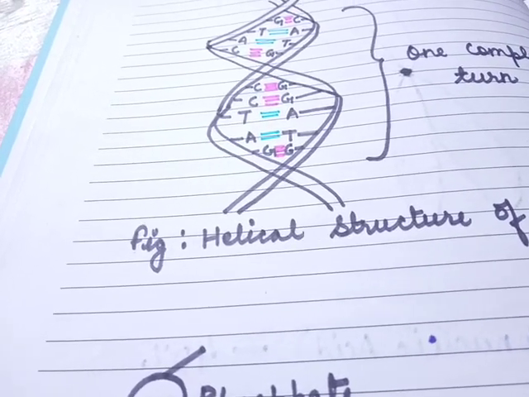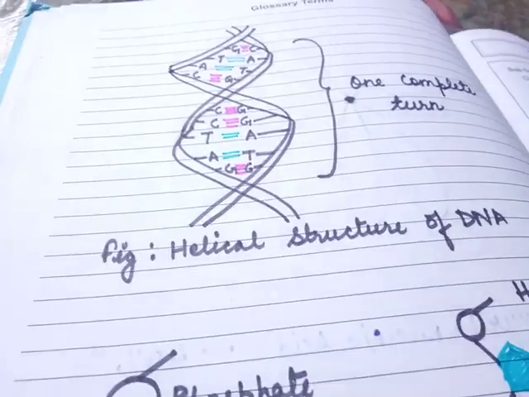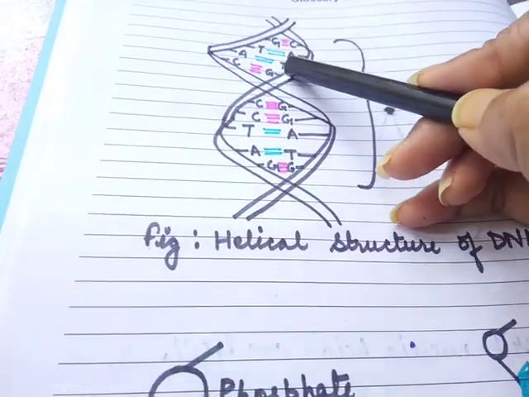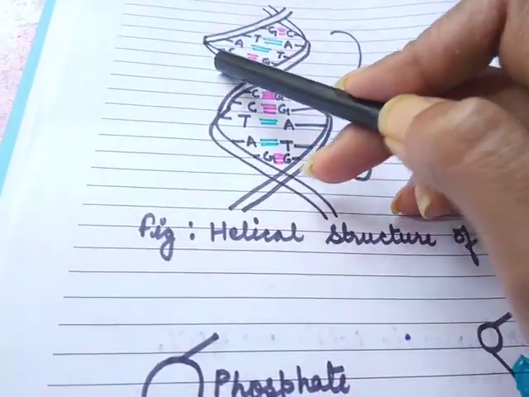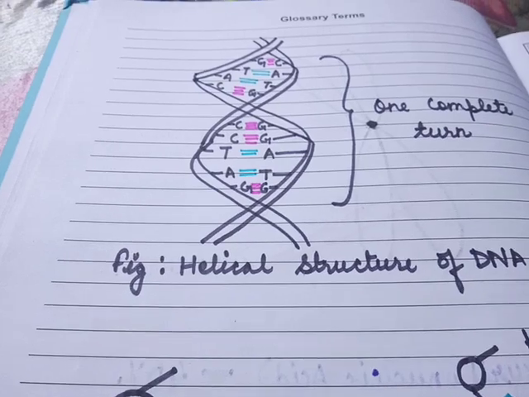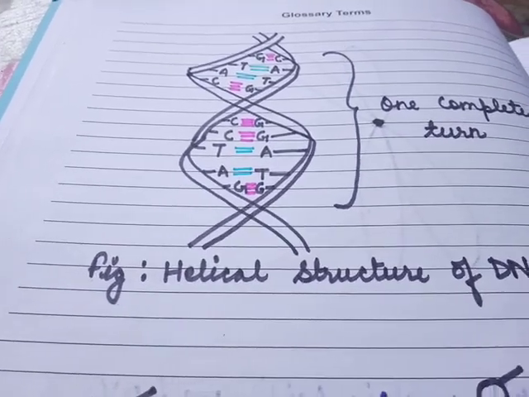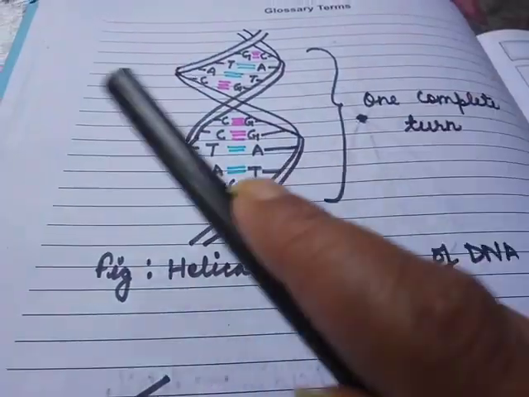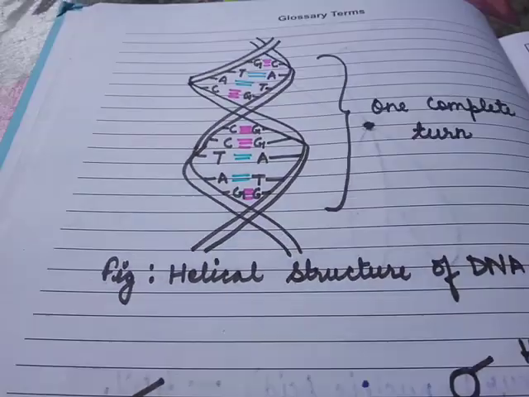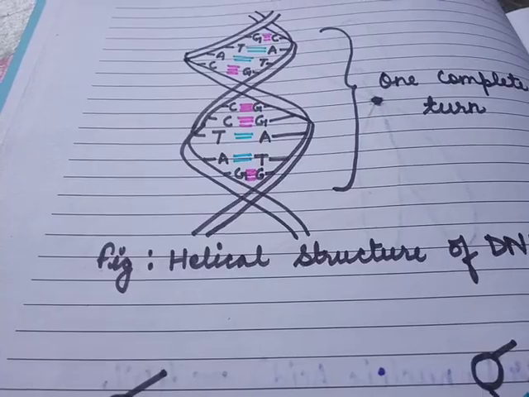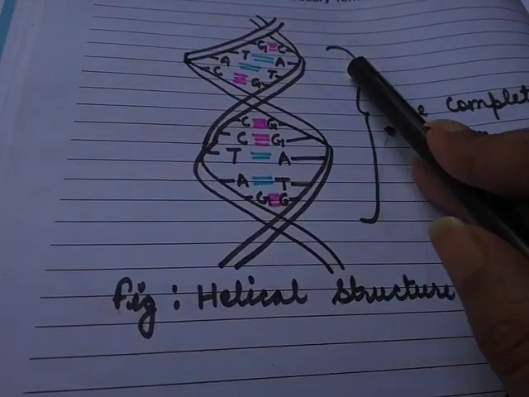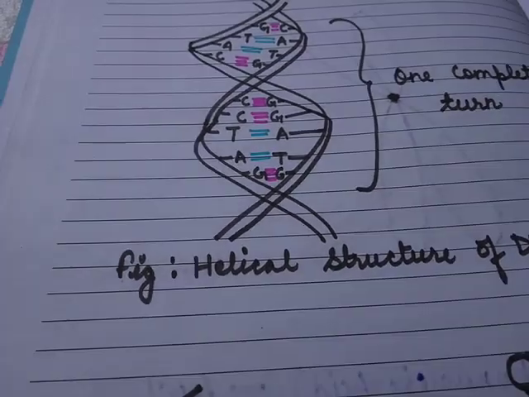It is composed of two complementary strands. You can see over here two strands. Two complementary strands, complementing each other, and they are wound around each other, and it is called a double helix. You can see here one complete turn. I have marked here one complete turn. You can see it from the book itself.